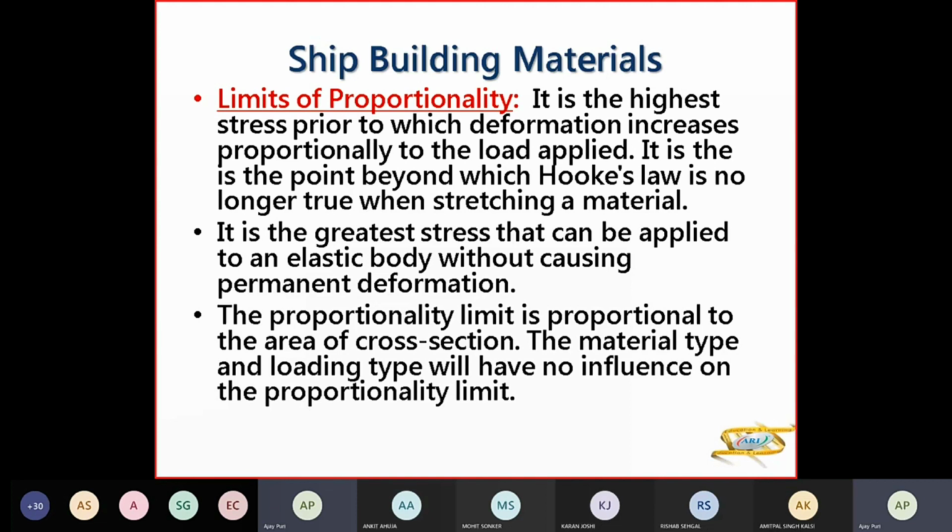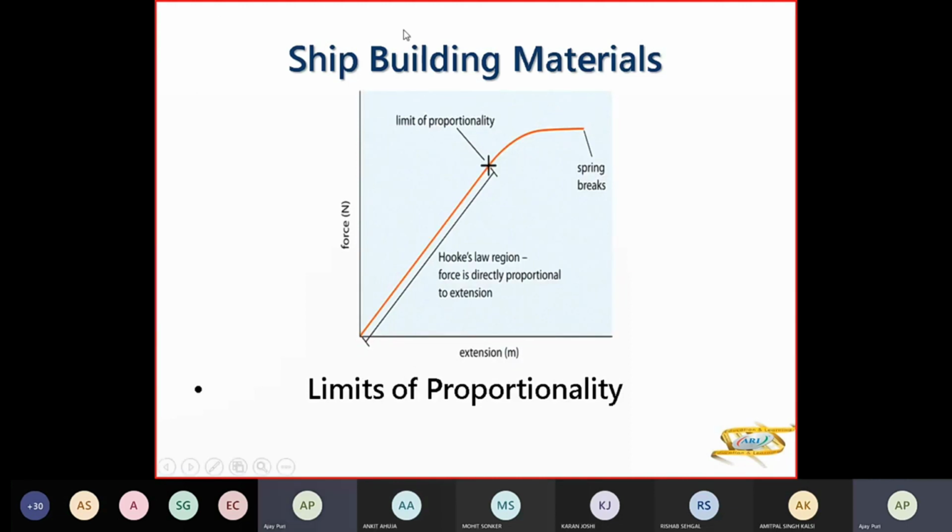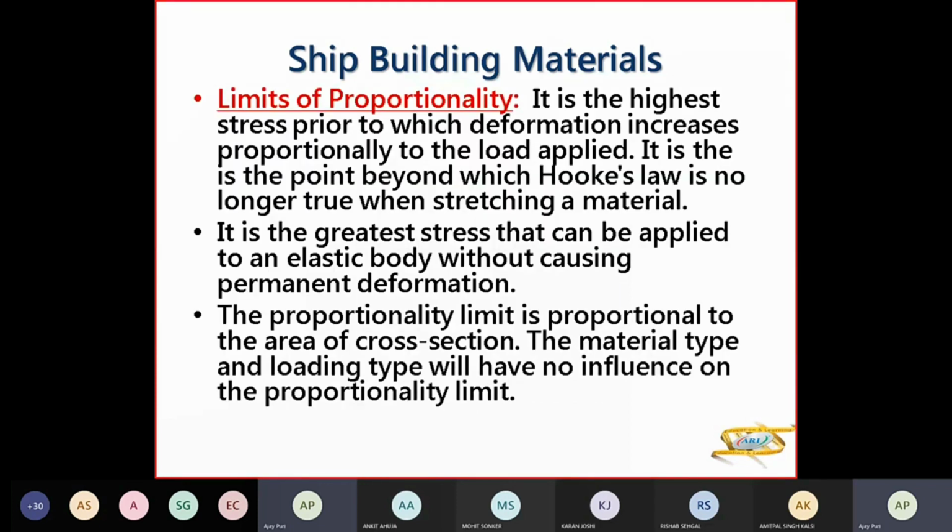So now we come to the points which we have to mention in your stress strain curve. The first point is your limit of proportionality. So the limit of proportionality is the point on the stress strain curve till which it follows Hooke's law. That is the limit for following Hooke's law, where stress is directly proportional to strain, or strain is directly proportional to stress. Beyond the limit of proportionality, it is not following Hooke's law. It is the highest stress up to which strain is proportional to the applied stress. It is a point beyond which Hooke's law is no longer true.